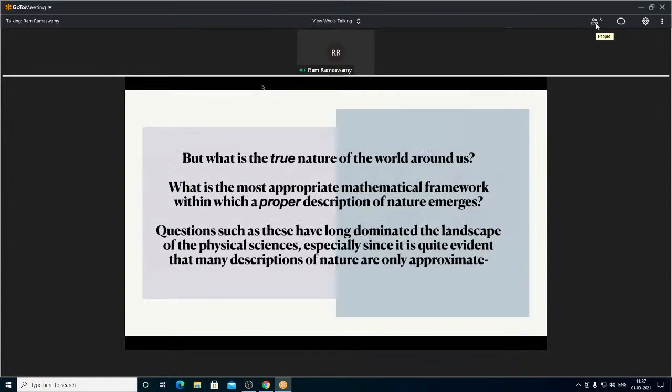But the world is a messy place, and it's very difficult to assume that everything is always very pretty and everything is going to be very beautiful, especially when we know that stuff happens. So one can ask, what is the true nature of the world around us? Or if you want to put it in a little more formal language, which is the most appropriate mathematical framework so that you can properly describe nature.